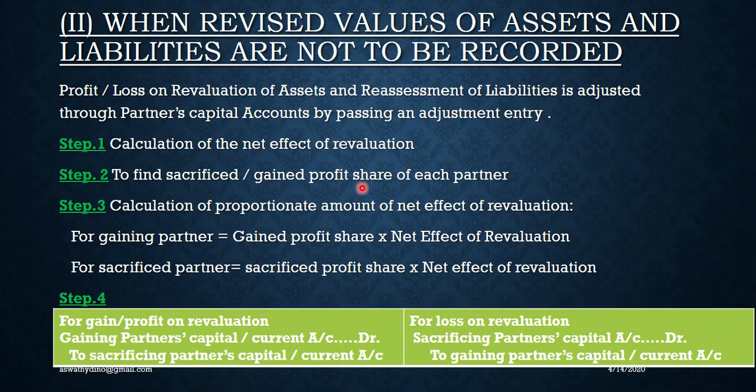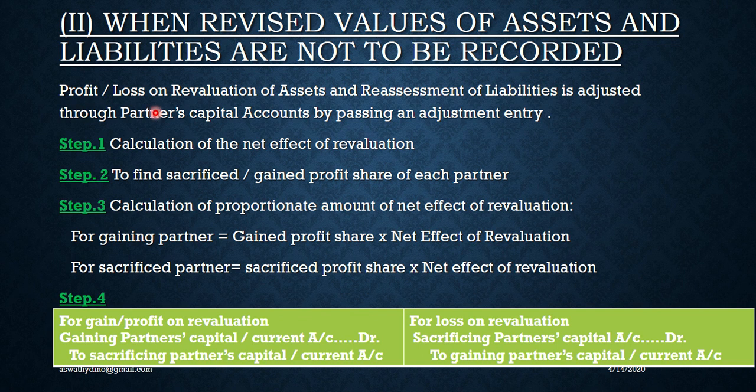Hello children, we were going through the different adjustments to be done while changing the profit sharing ratio. In the last module, we have seen revaluation of assets and reassessment of liabilities. Now we are discussing the second method of revaluation of assets and liabilities, in which the revised values or the changed values of assets and liabilities are not recorded in the books of accounts. Okay, so let's see how to do this one. When revised values of assets and liabilities are not to be recorded.